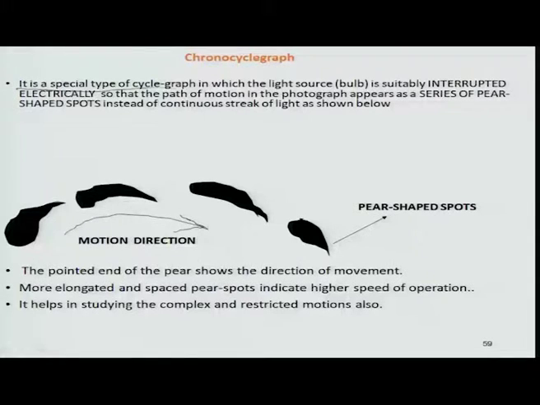A similar idea comes through this chronocycle graph, which is a special type of cycle graph. Here the light source is suitably interrupted electrically, so that the path of motion in the photograph appears as a series of pear shaped spots. Basically you can get an idea of directions in this particular thing.